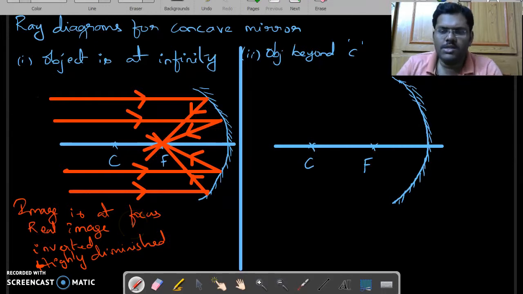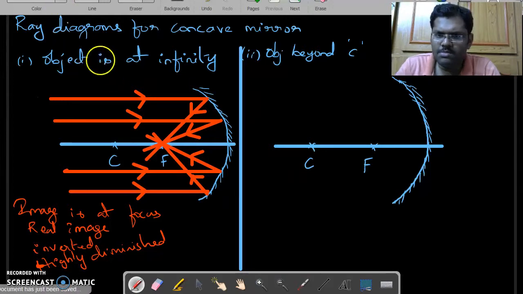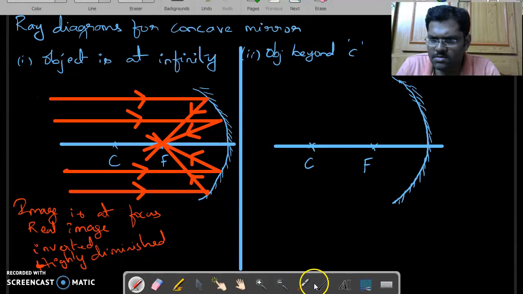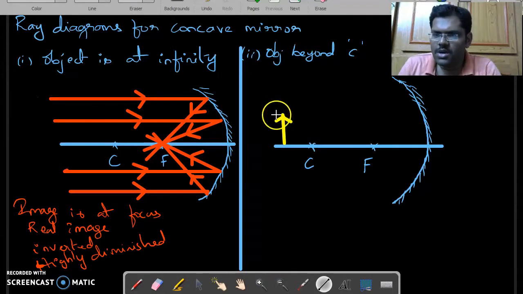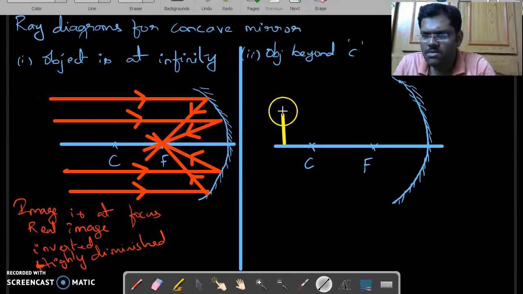These are the characteristics of the image, and let us move on to the second one, when the object is kept beyond C. Let us see where the image is formed. This is beyond C, and this is the object. You can take it as a little bigger one.